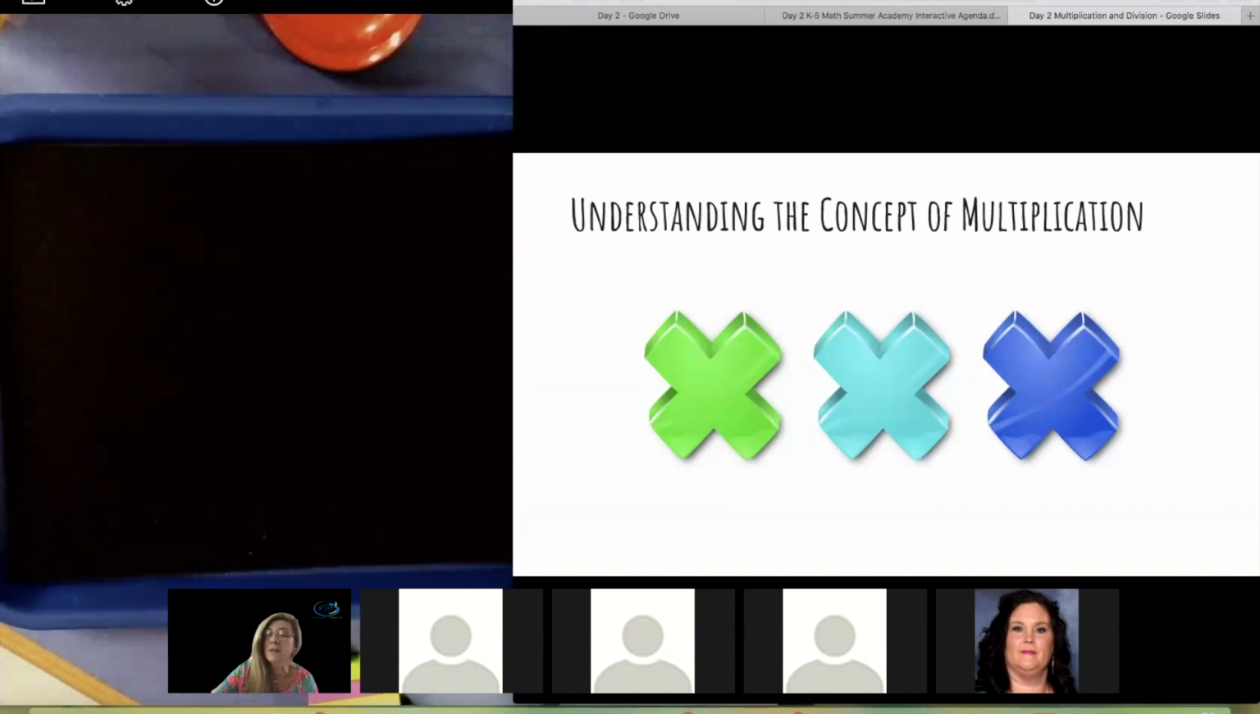Focus on understanding the concept of multiplication. And sometimes that's the biggest mistake that teachers will make. They jump right into trying to get their kids to memorize multiplication facts before they spend enough time working on their understanding of what multiplication means. And so sometimes I think that's why kids struggle so much with remembering their facts.